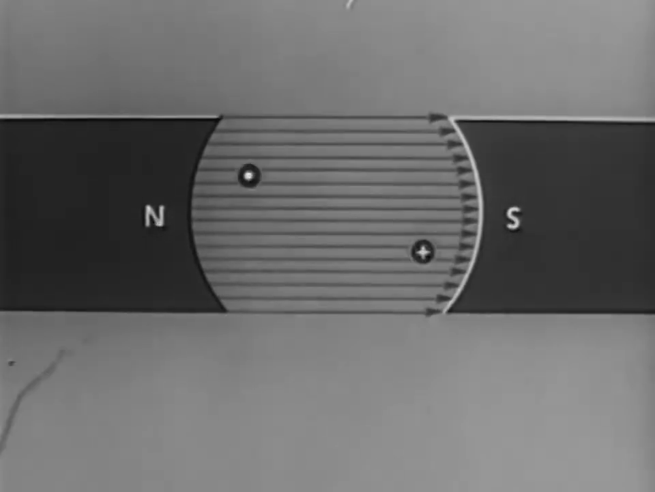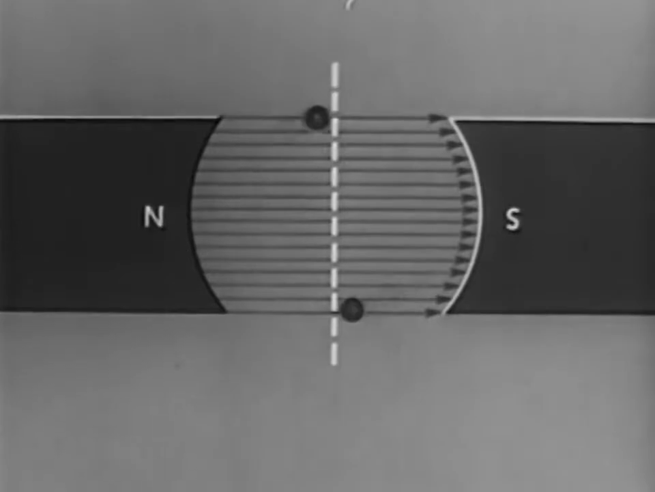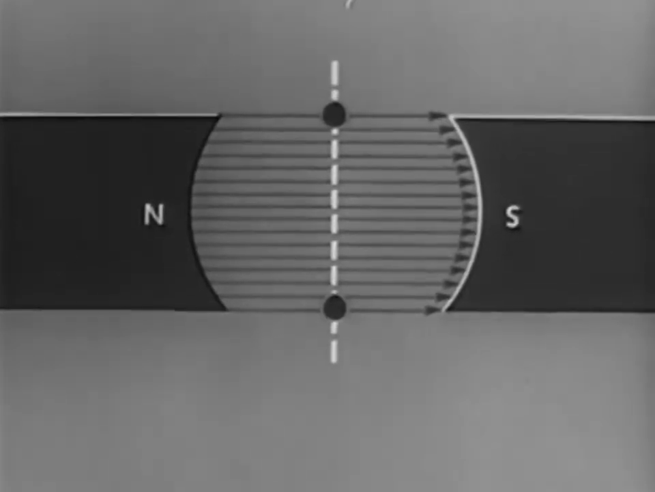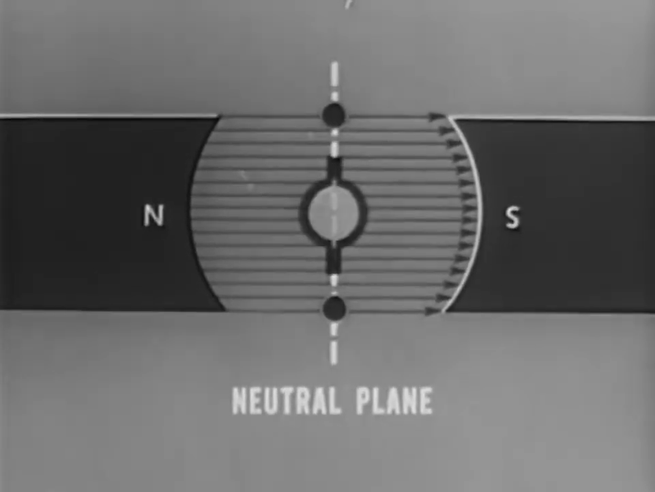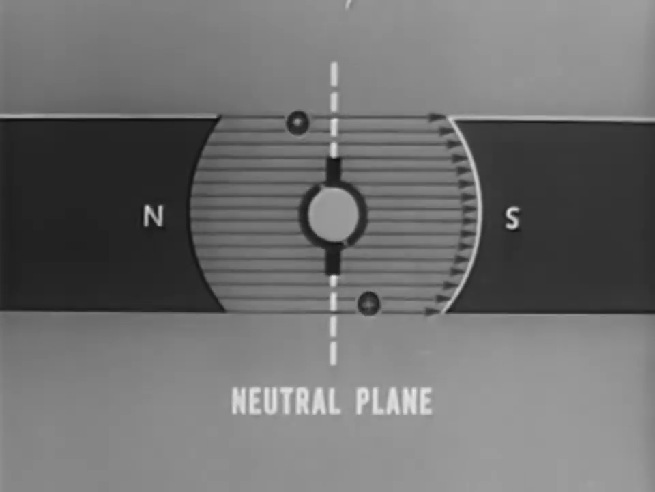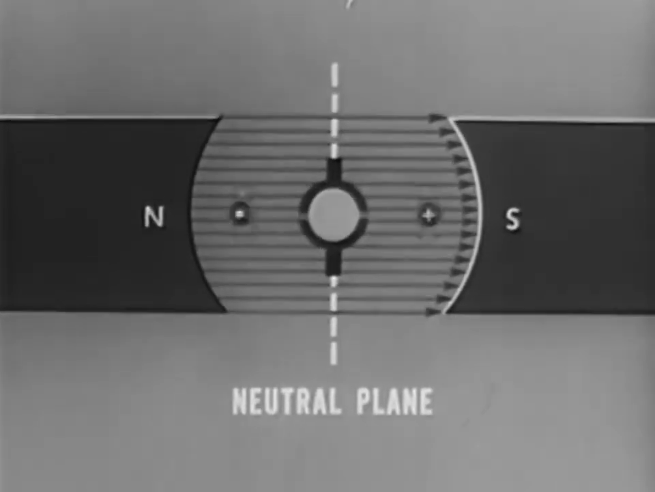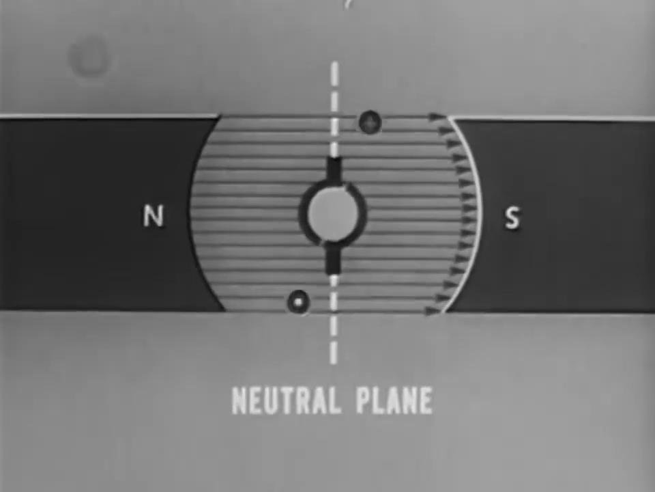This line through points of 0 generated EMF is called the neutral plane. Placing the brushes in this neutral plane reduces the tendency for sparking between brushes and commutator, because during the time a brush is touching both commutator segments, there is no difference in potential between these segments. Theoretically, no sparking should occur at the commutator brushes when they are placed in this position.